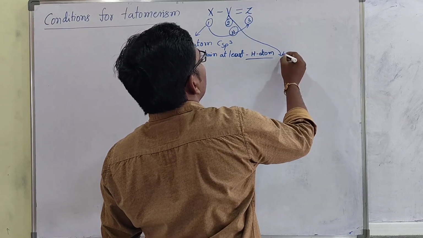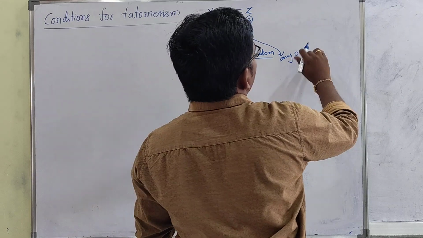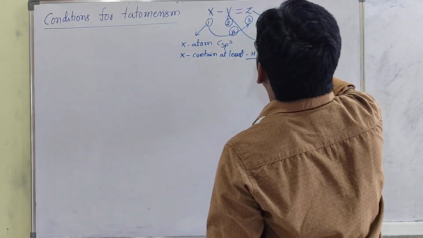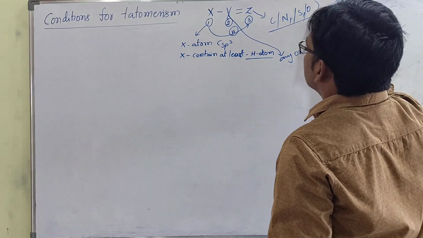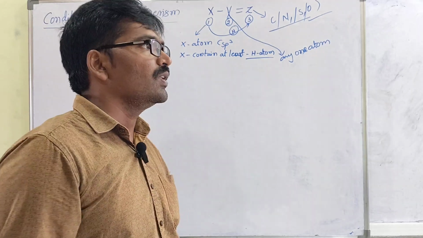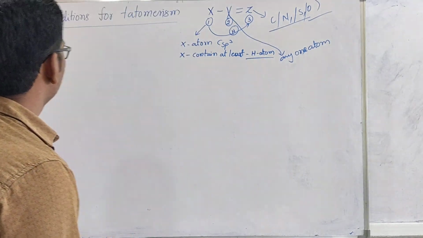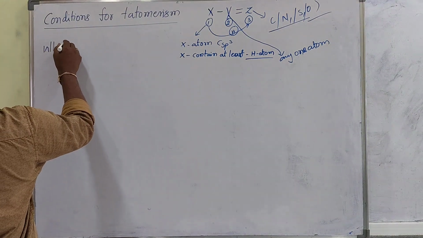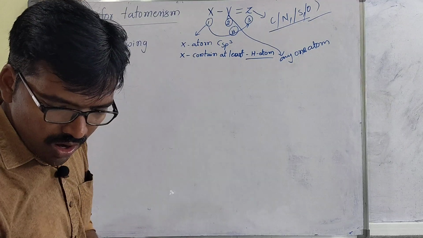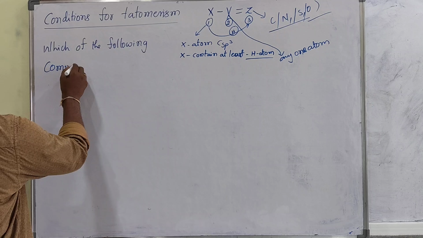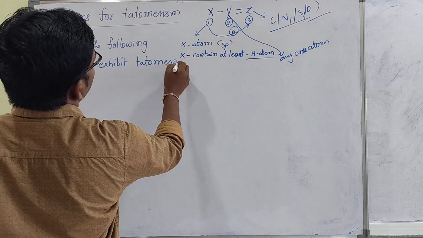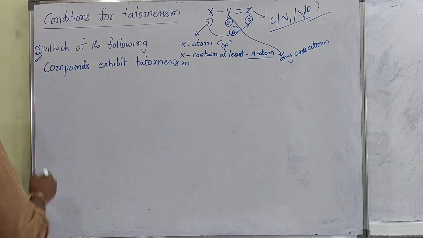Sir, Y, any one atom. Z contains either carbon or nitrogen or sulfur, right, or oxygen. Clear? So now we'll see. They will ask a question: which of the following compounds exhibit tautomerism? Which of the following compounds do not exhibit tautomerism? That we'll discuss now. Which of the following compounds exhibit tautomerism? So such type of questions they ask.